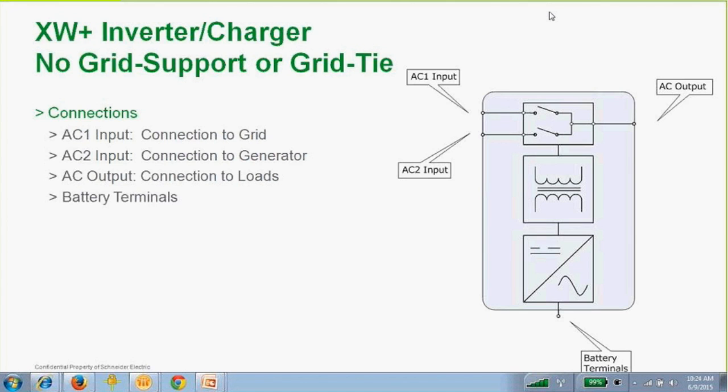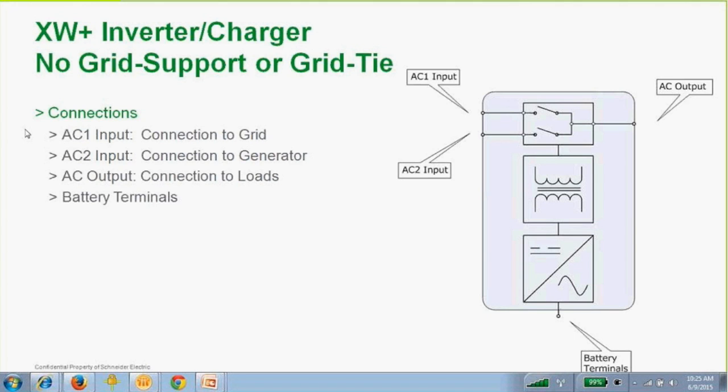If we look here, now we have a simplified block diagram of our XW plus inverter charger. Compared to the previous slide, you'll see the AC input, you'll see the AC output, but you're going to see a second input. The reason we have two inputs is to make your wiring a little bit easier. If we look to the left here, the AC1 input is your connection to grid. Remember, we spoke about it earlier and said that the AC input could be from either grid or generator.